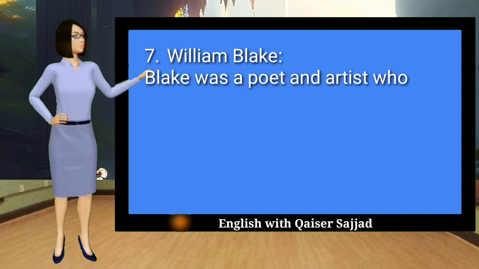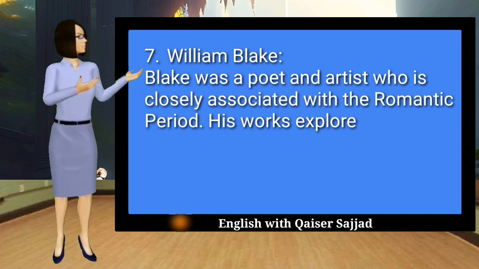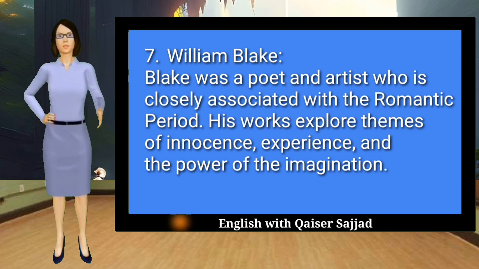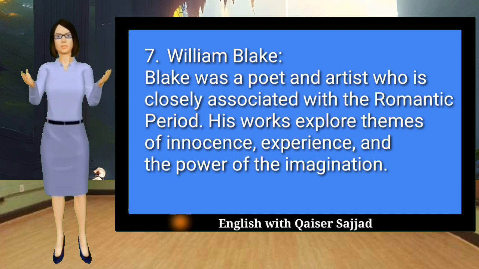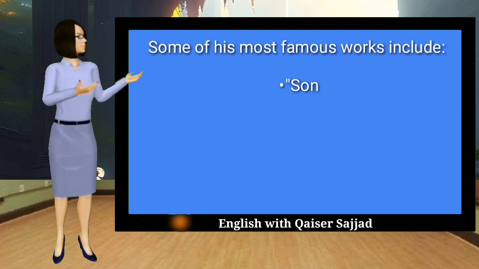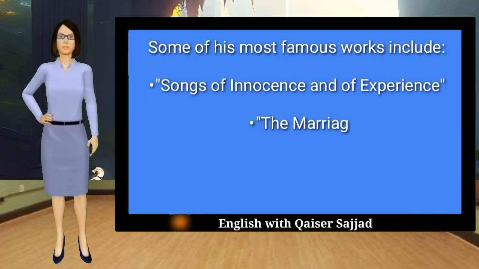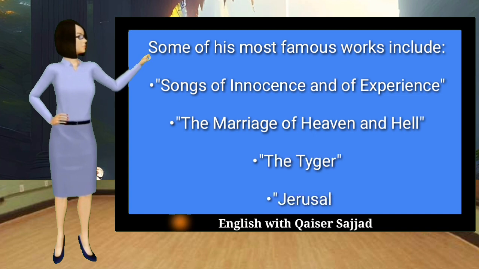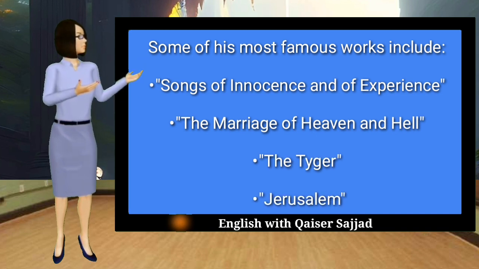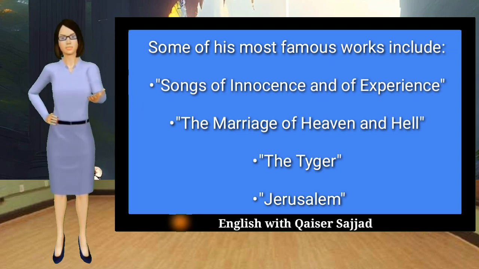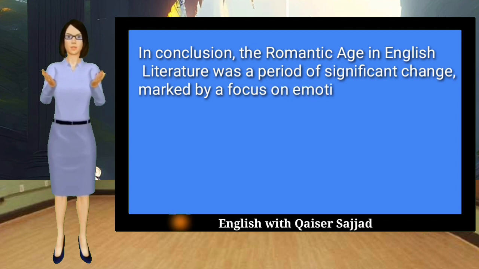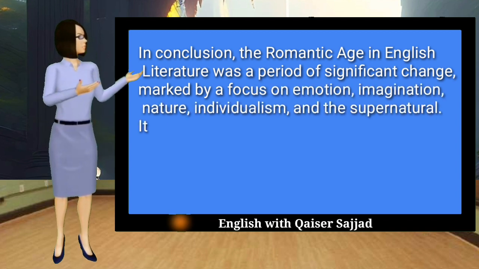William Blake. Blake was a poet and artist who is closely associated with the Romantic period. His works explore themes of innocence, experience, and the power of the imagination. Some of his most famous works include Songs of Innocence and of Experience, The Marriage of Heaven and Hell, The Tiger, and Jerusalem.